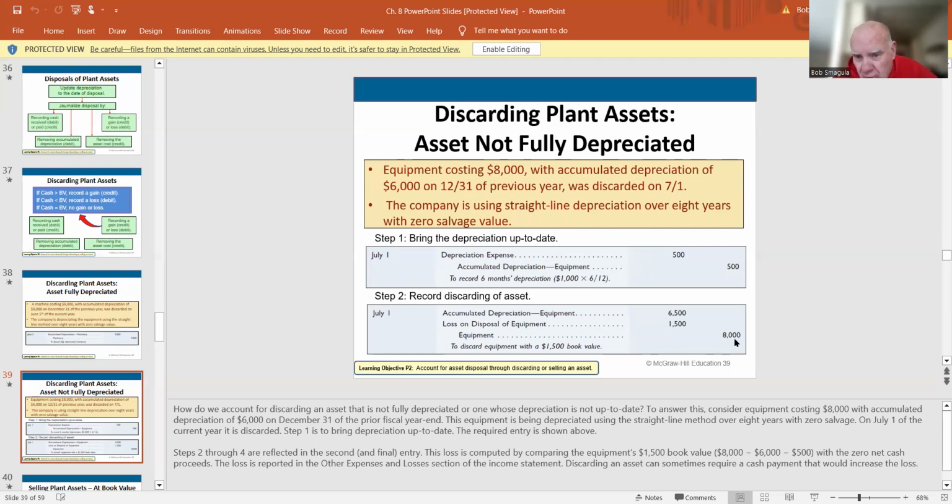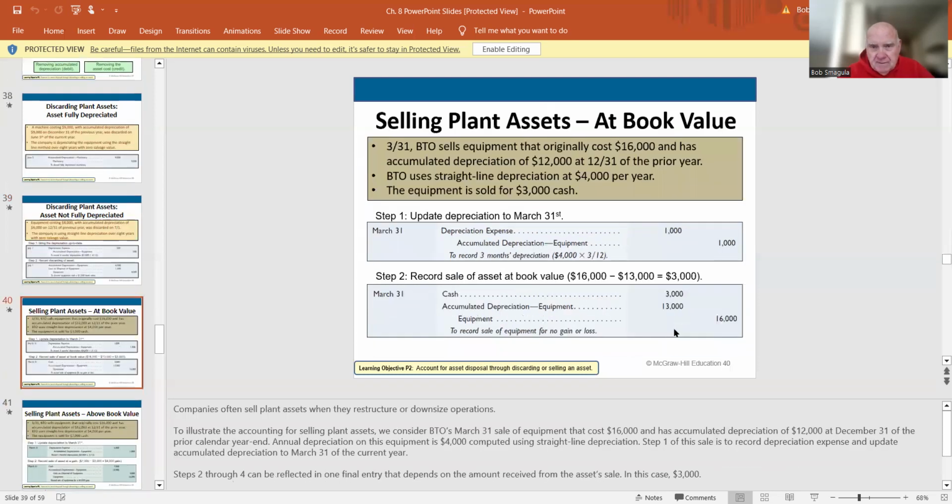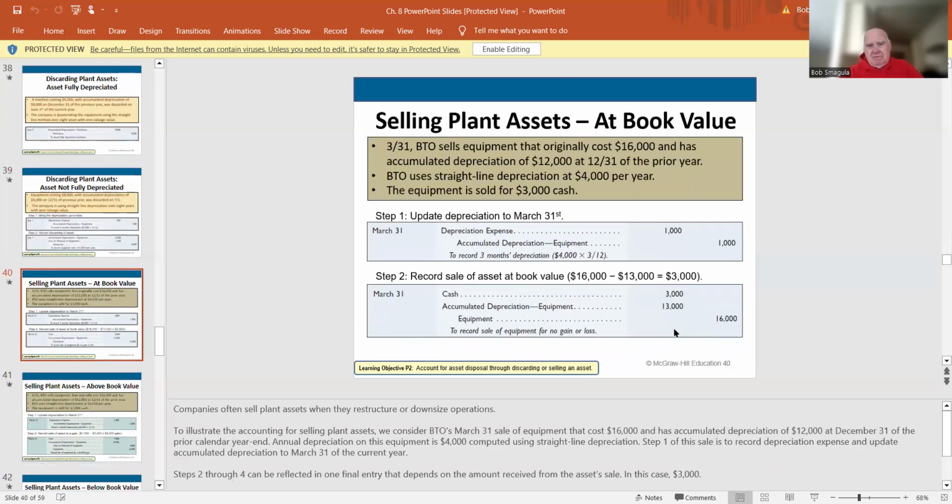You credit the original cost of the asset. The difference results in a $1,500 loss. Okay. Selling plant assets at book value. Well, that's nice if you can do that, but let's see.